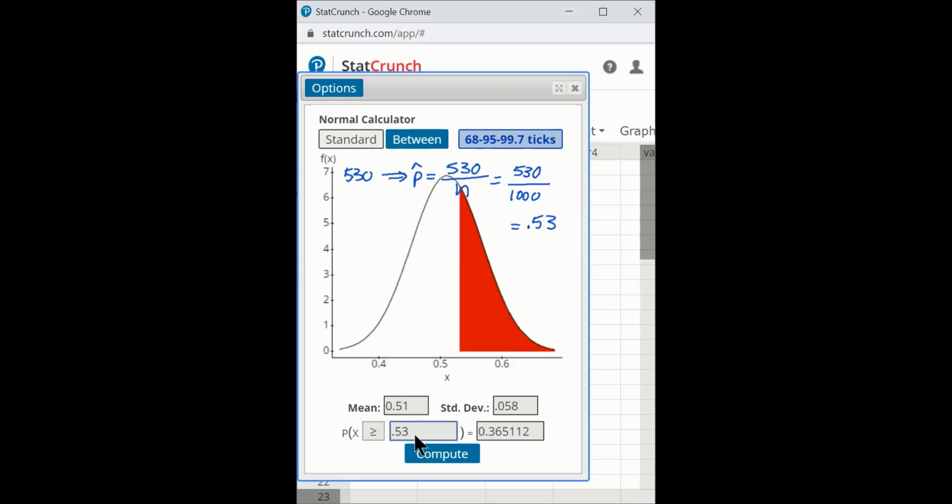To get greater than or equal to 530 is now greater than or equal to 0.53, and your answer is 0.3651. So always look for the thing that you're finding the probability about to be reasonable here.